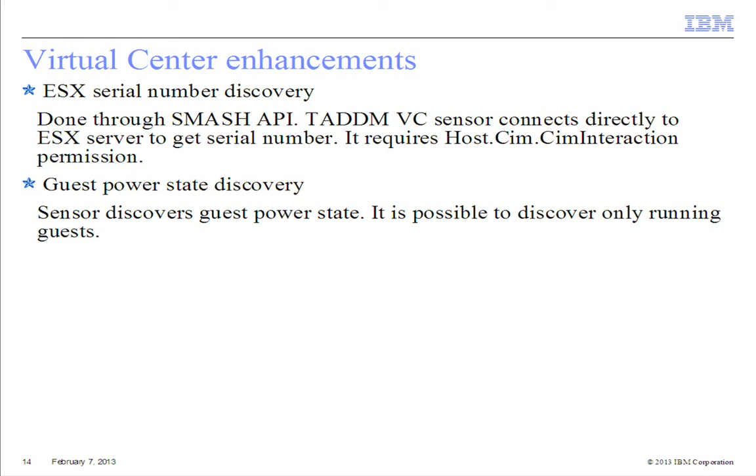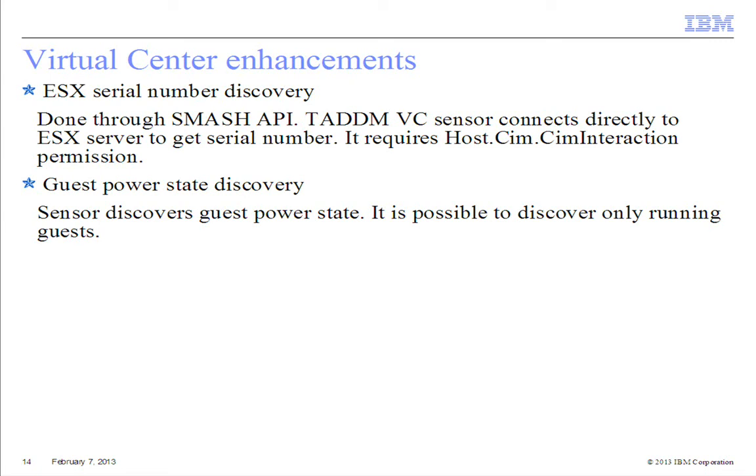Last topic in this demo is dedicated to Virtual Center Sensor enhancement. We have two new features. First is ESX serial number discovery. This is done through Server Management API located on the ESX. VC sensor can authenticate on ESX without any additional credentials, and then TADDM connects directly to ESX to get the serial number. To do such discovery, the VC user has to have SIM interaction permission.